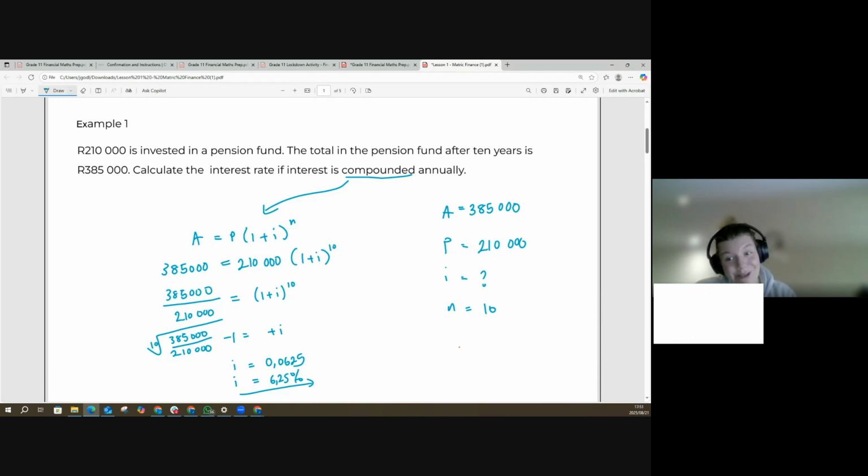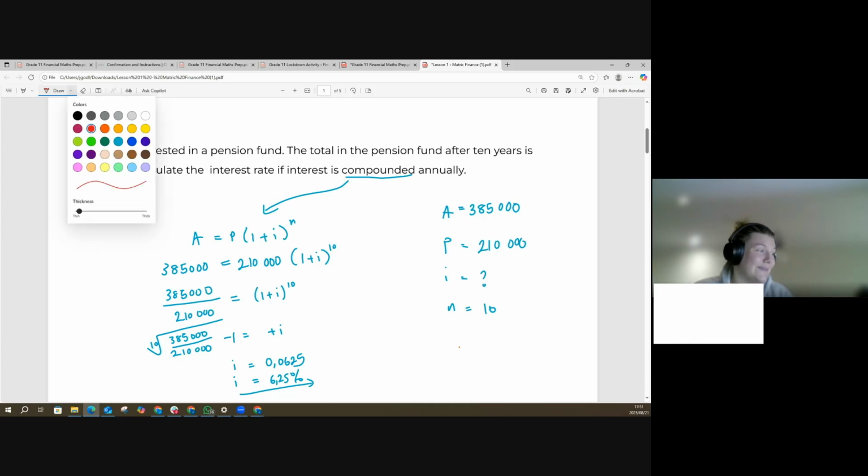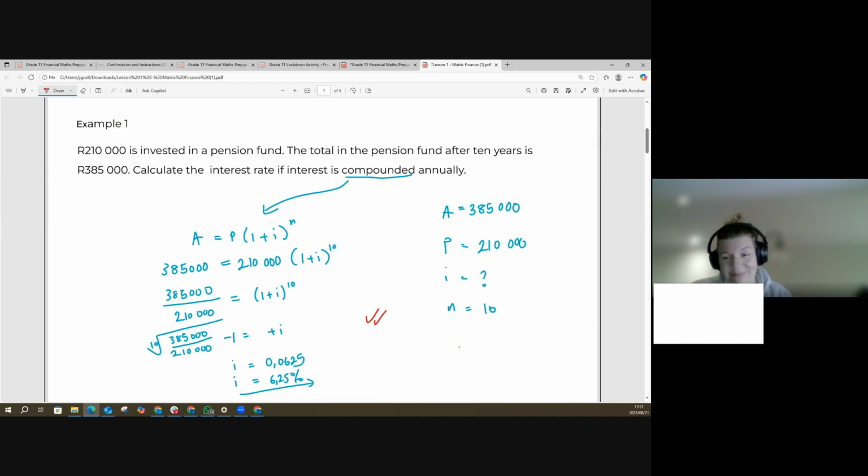Now, the bad news is that this is considered a very easy question in financial math. So this would be maximum 2 marks. One for knowing the correct formula and putting in the correct substitutions, and one for your answer.